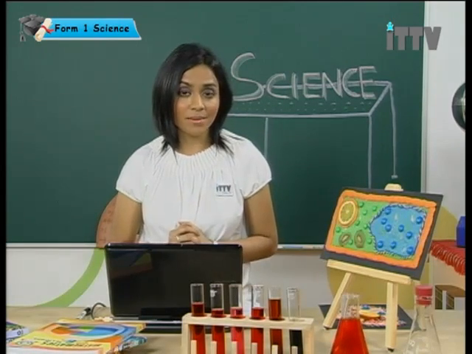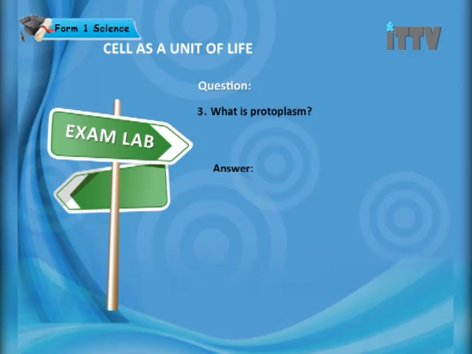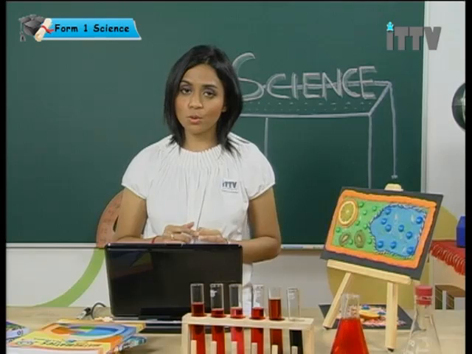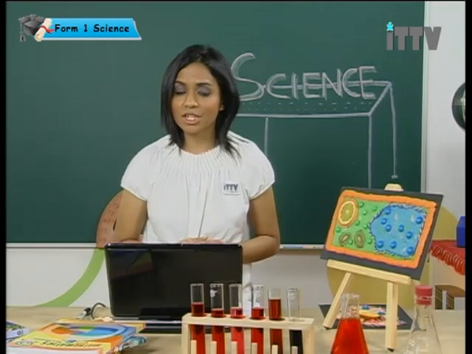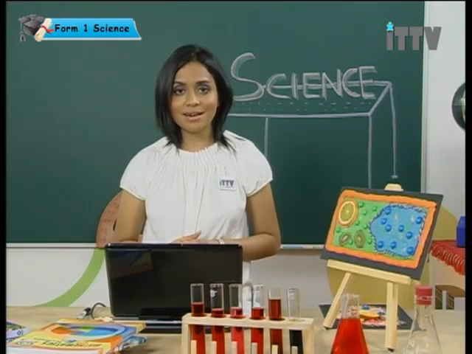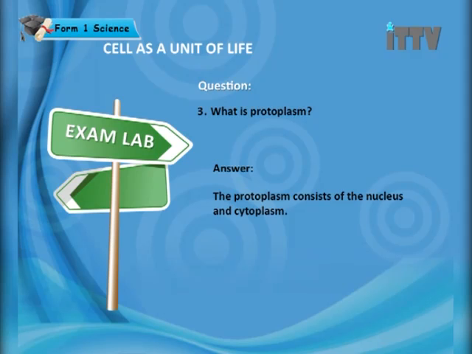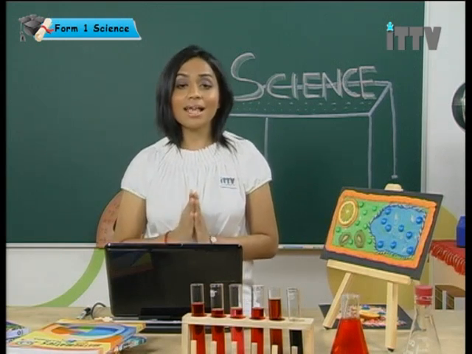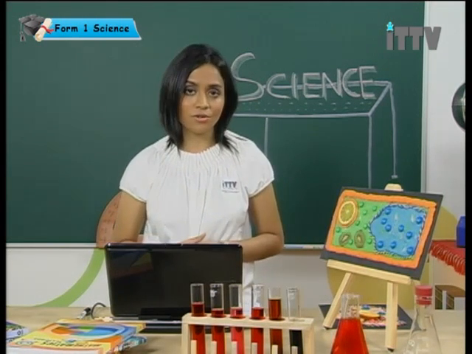What is question 3? What is protoplasm? Now, cell basically has got cell membrane and protoplasm. Protoplasm is actually what? Let's see the answer. Protoplasm consists of the nucleus and cytoplasm. So remember, students, that protoplasm is nucleus and cytoplasm, only these two structures.